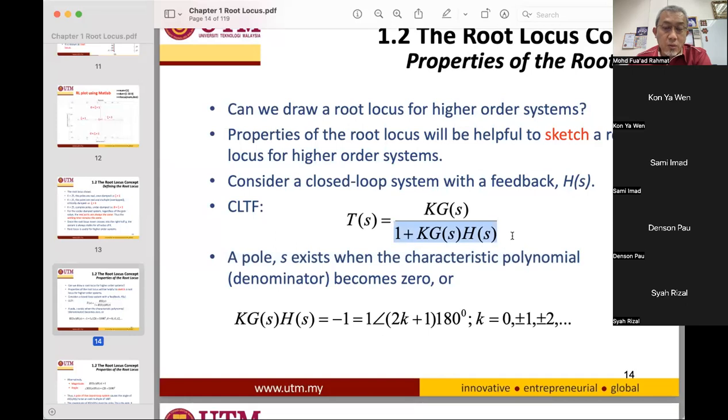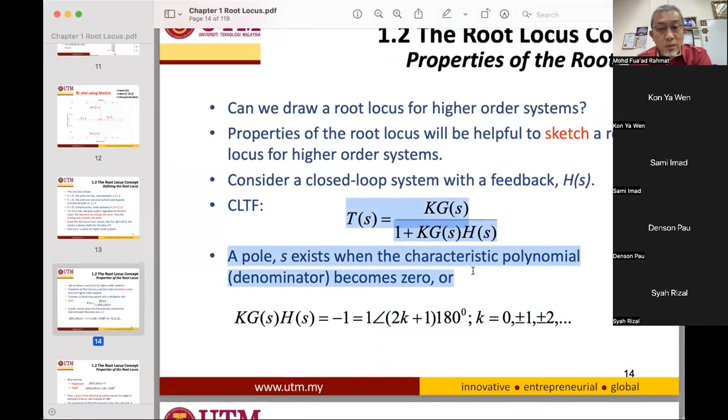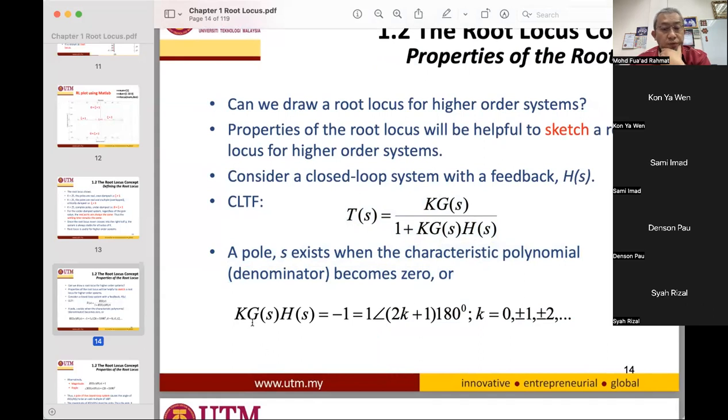When the equation is equal to 0, the s polynomial, if you factorize using your calculator or MATLAB software, you will get the roots, and these roots are known as closed loop poles. A pole exists when the characteristic polynomial or denominator becomes 0. Therefore, we can conclude the magnitude criteria: |KG(s)H(s)| = 1, since taking the modulus, the minus 1 becomes 1, and the angle criteria: the angle is (2k+1)180 degrees, where k is equal to 0, 1, and 2.